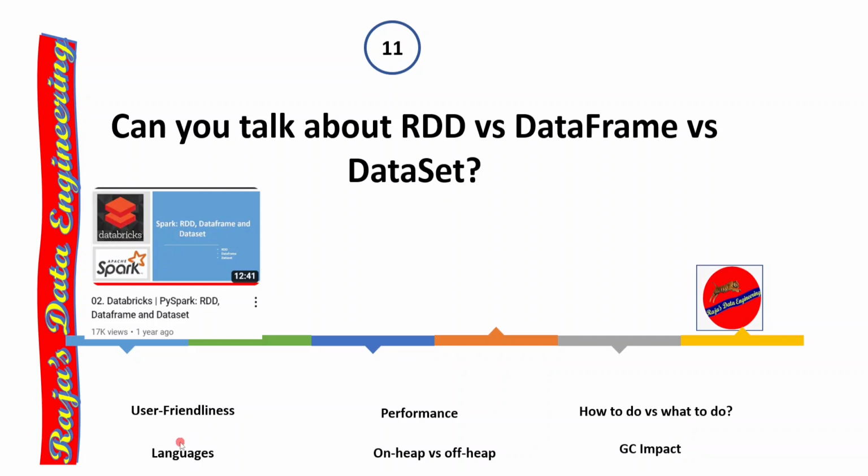And coming to languages, RDD and DataFrame both support all the languages that we discussed earlier: R programming, Scala, Python, SQL. But coming to DataSet, this currently supports only R and Scala. And also we can talk about on-heap and off-heap memory. In RDD, that is only on-heap memory, so there is no option of off-heap memory. But coming to DataFrame and DataSet, we can enable off-heap memory also so that we can minimize the garbage collection scanning. These are the important points we need to talk about for this question.